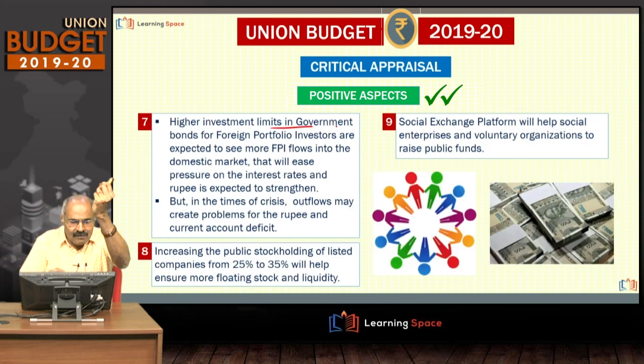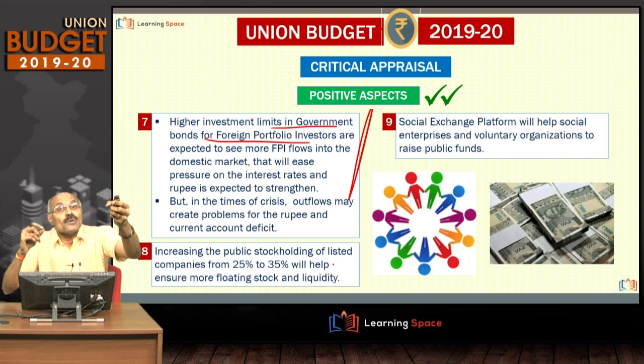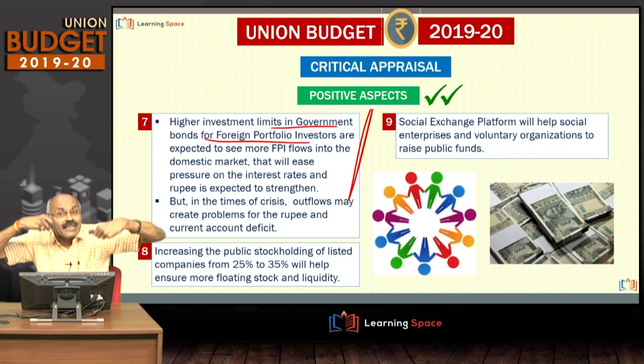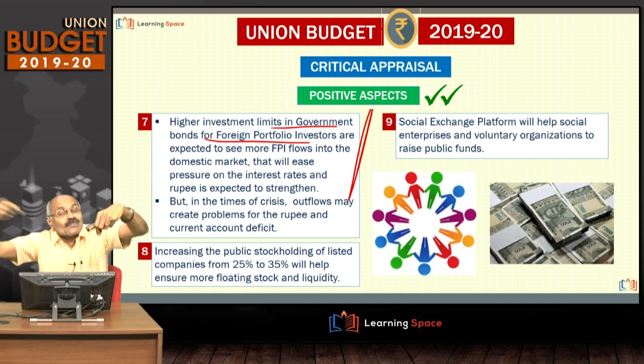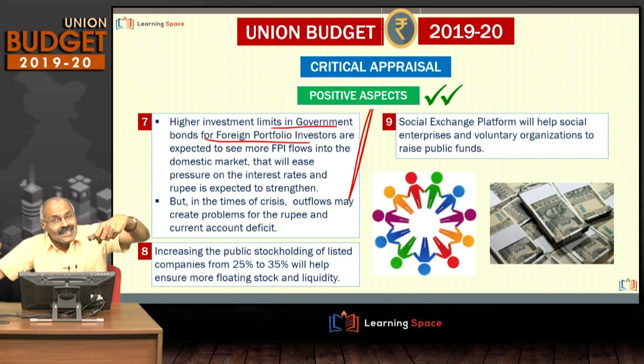Then higher investment limits in government bonds for foreign portfolio investors. Definitely more money will flow in, right? But sometimes in the times of crisis, outflows may take place and it puts pressure on the rupee as well as the current account deficit, and these issues are to be taken care of.